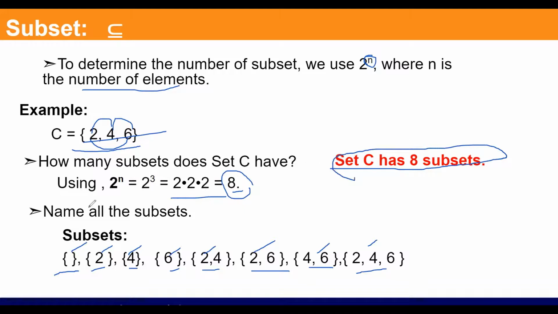So again, you have to use this formula, 2 raised to n, in finding the number of subsets. For 2 raised to n, count the elements. We have 3, so multiply 2 times 2 times 2. So you have 8 subsets. Okay, so next, let's proceed.